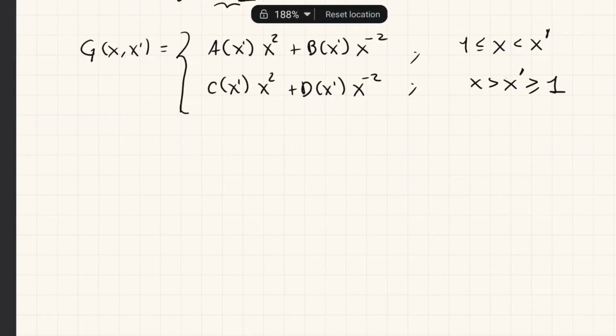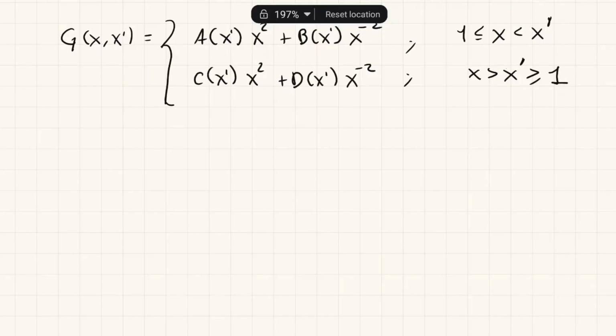As we did in the previous lesson, where we also found the Green function of a particular differential equation, we need to use the boundary conditions to reduce the number of unknowns among a, b, c, and d. And then we will use the properties of the Green function to find other two equations that will help us to finally find a, b, c, and d.